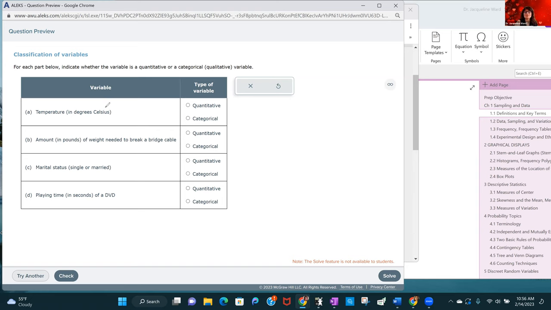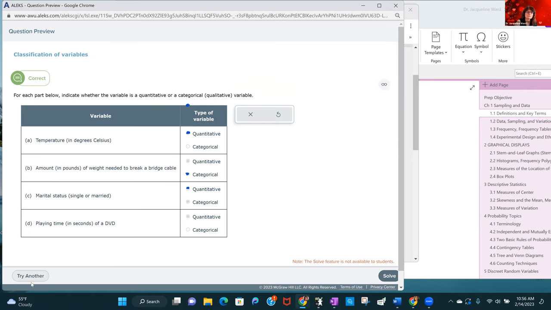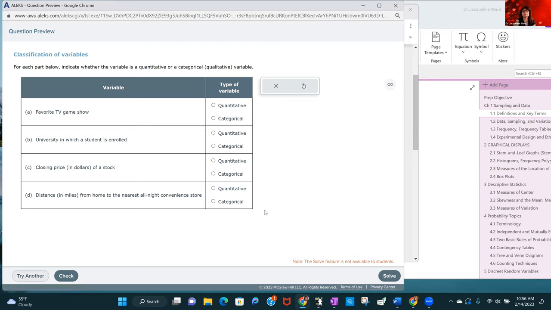So temperature in degrees Celsius, that's going to be a number, right? How hot or cold it is. I was going to say cold right away because it's kind of cold out for me. Right, the amount in pounds of weight needed to break a bridge cable. So that's going to be a number of pounds. Marital status, that's a category. Number of seconds playing a DVD. Okay. All right, so what do you guys think for A, B, C, D? And you can just put Q or C in the chat if you want.